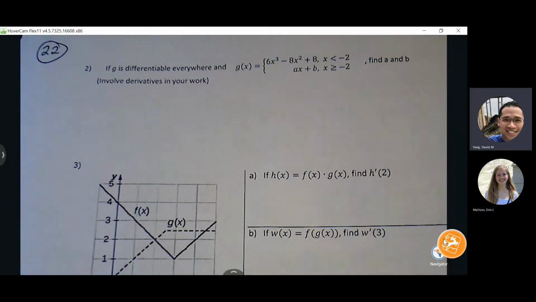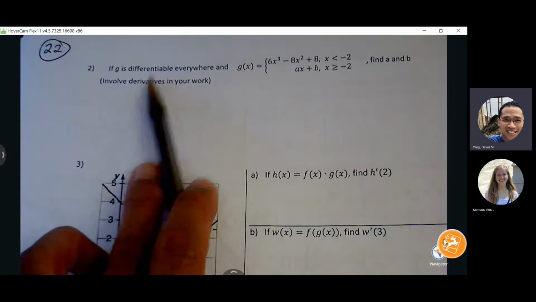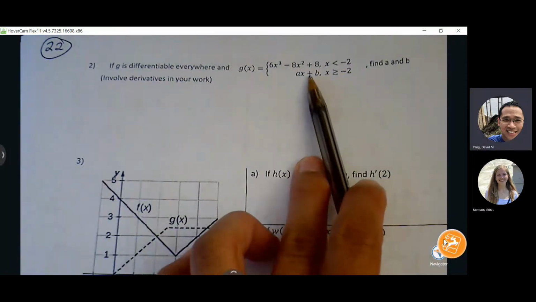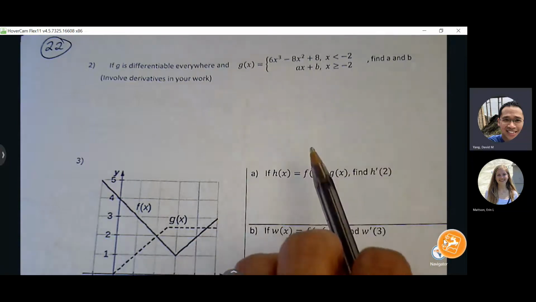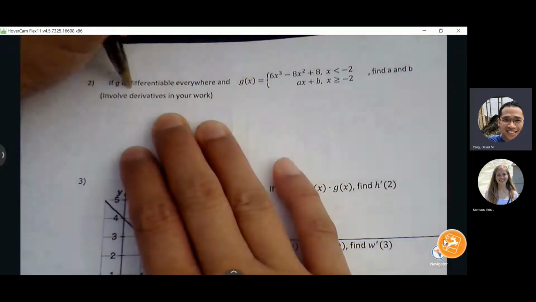Okay, I'll go over this more in class, but for number 2, it says, if G is differentiable everywhere, and this is the G of X function, find A and B. So what does differentiable mean? Differentiable means it's a smooth curve.